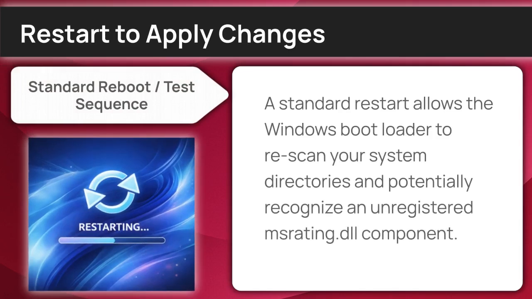Performing a restart can determine if the error is just a transient environment glitch. A reboot refreshes your system's path variables and can sometimes re-establish a broken link to the Msrating library file.